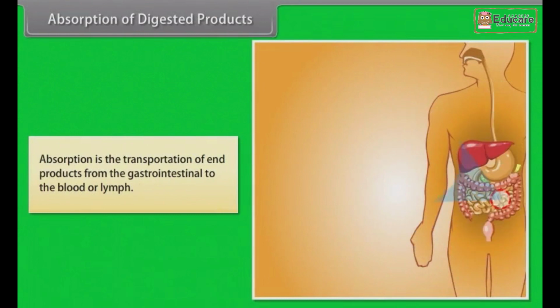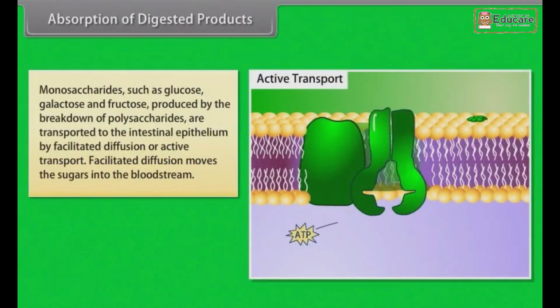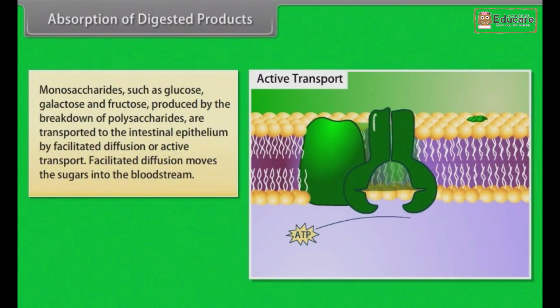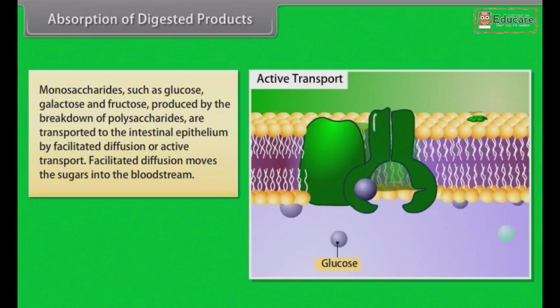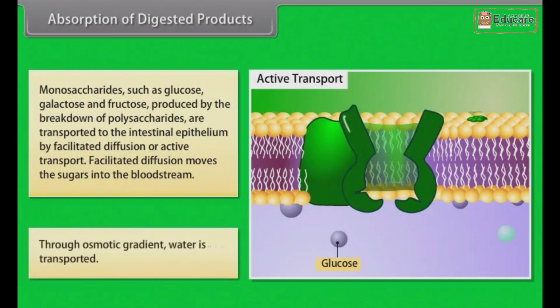Absorption of digested products. Absorption is the transportation of end products from the gastrointestinal tract to the blood or lymph. Monosaccharides such as glucose, galactose and fructose, produced by the breakdown of polysaccharides, are transported to the intestinal epithelium by facilitated diffusion or active transport. Facilitated diffusion moves the sugars into the bloodstream. Through osmotic gradient, water is transported.